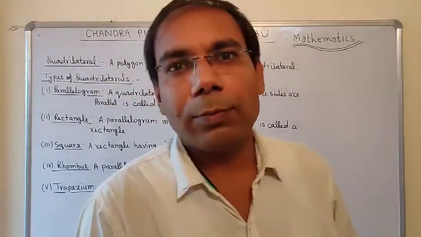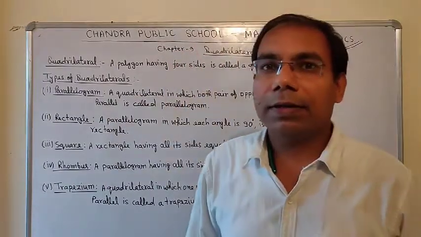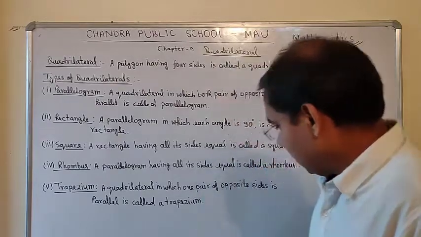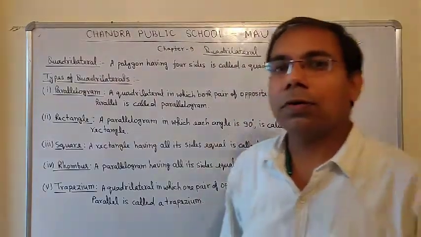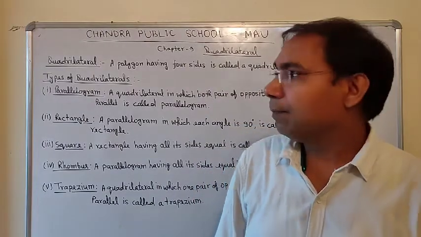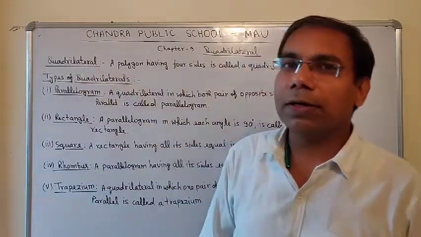Students, today I am going to start the next chapter, that is Quadrilaterals, Chapter 9 given in your NCERT book. In the previous chapter we discussed the congruency of triangles and different criteria related to congruency of triangles. Here, quadrilateral. So first I am going to start with the definition of the quadrilateral.